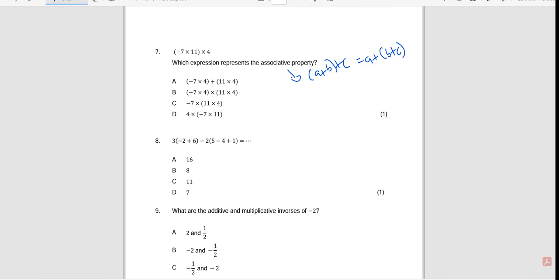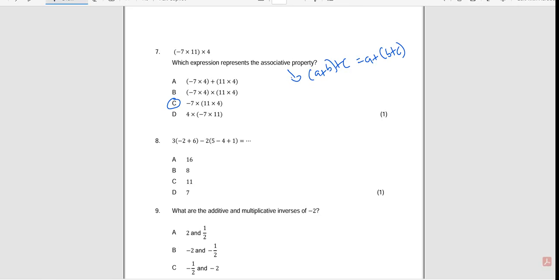So let's check this one. I have minus 7 times 11. It's going to give me what? A negative number, multiplied by 4. So let's check our options. The first option is no way, it's incorrect. The second option is incorrect. The correct option is C.